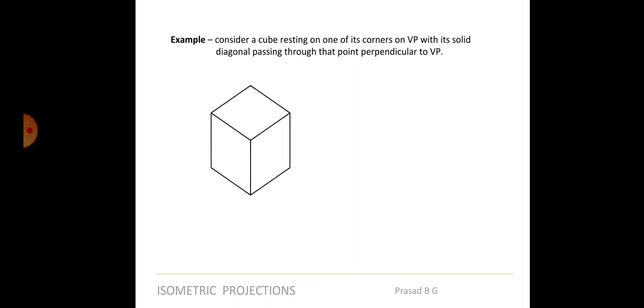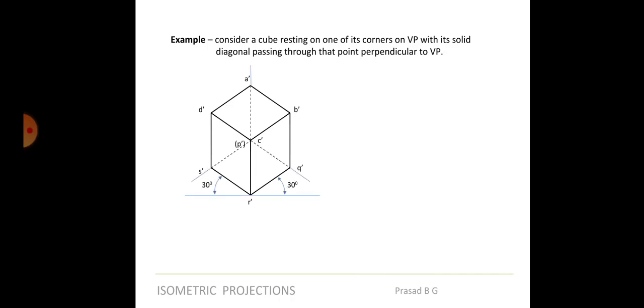Okay, let us name it. The top portion we'll name A dash, B dash, C dash, D dash. The base is P dash, Q dash, R dash and S dash. Actually you can see the hidden lines, but when drawing isometric projections, you are not going to draw any hidden lines. Hidden lines will not be shown.